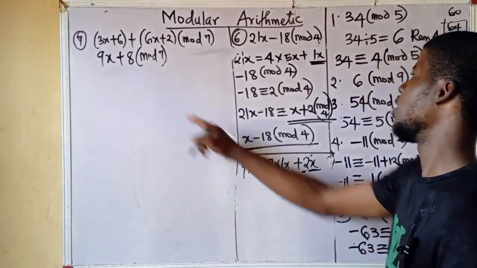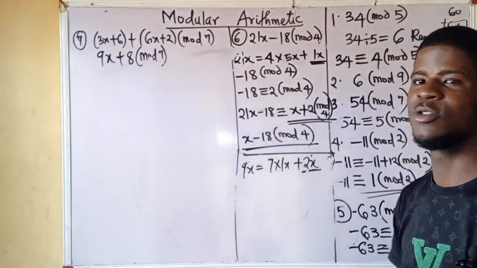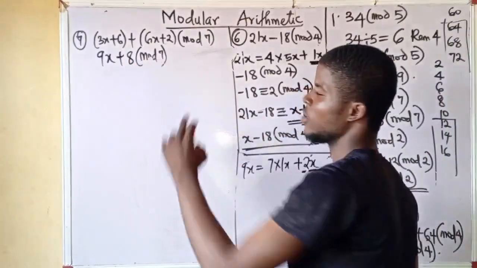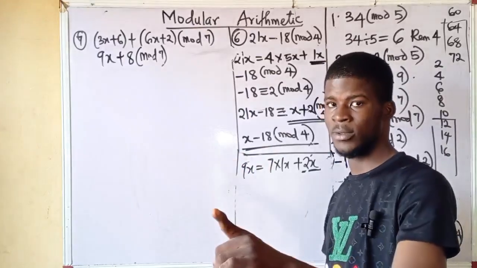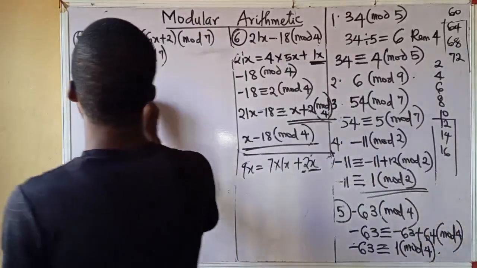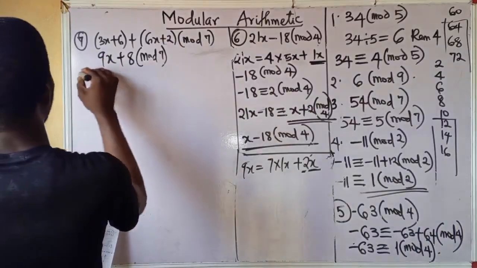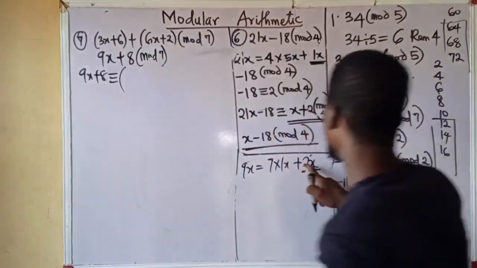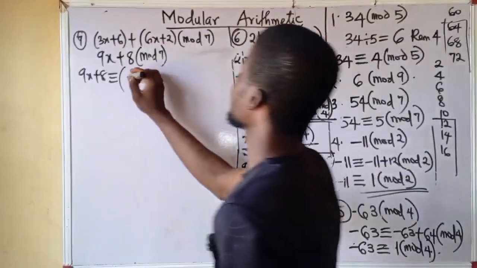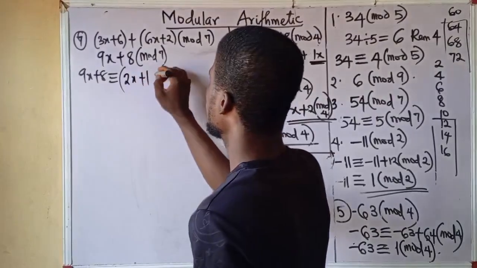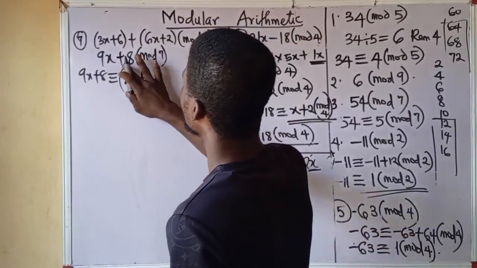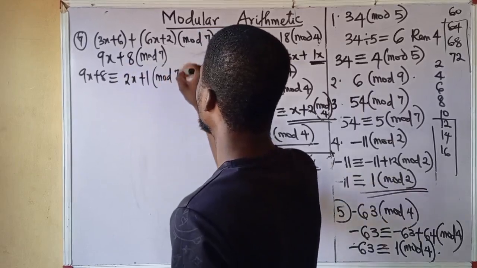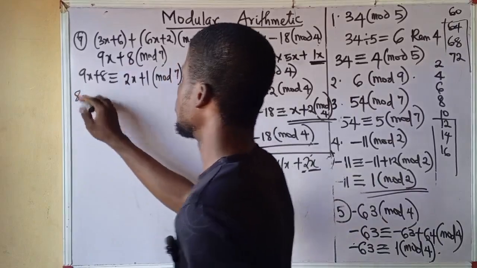I'll keep this. 8 modulo 7 is congruent to 1 modulo 7. You know that. If you divide 8 by 7, it's going to be 1 remaining 1, right? So everything here, 9x plus 8, is congruent to 2x plus 1 modulo 7. That's it for this question 7.